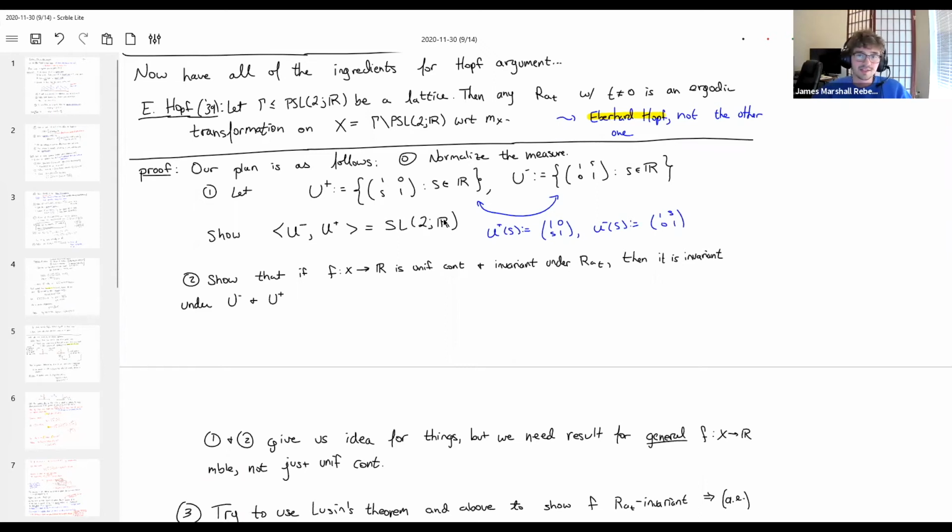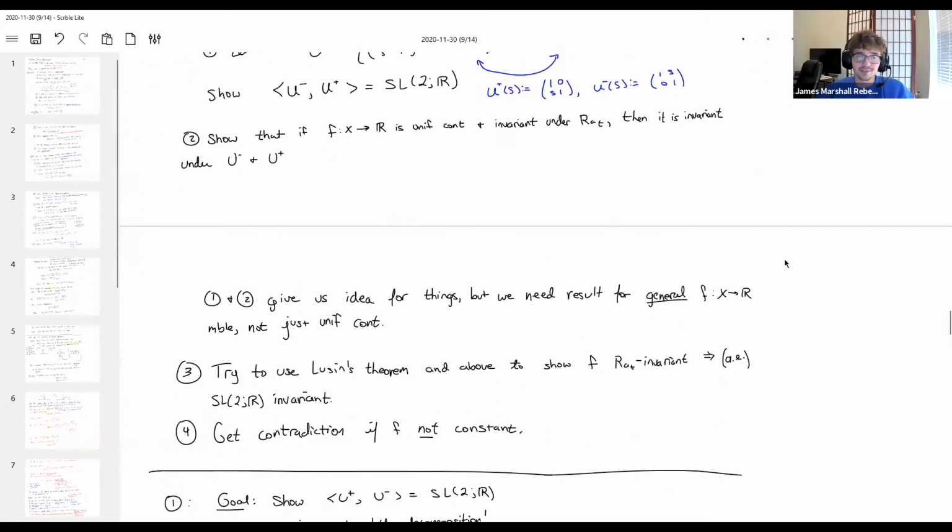But the issue is that we need it for general measurable functions, not just uniformly continuous ones. To go from uniformly continuous to general measurable, we're going to use Lusin's theorem and the density. And we'll show that F being RAT invariant implies that it's almost everywhere SL2R invariant. And this will give us our contradiction as long as F is not constant. And this is where we have to use that last fact that I talked about.